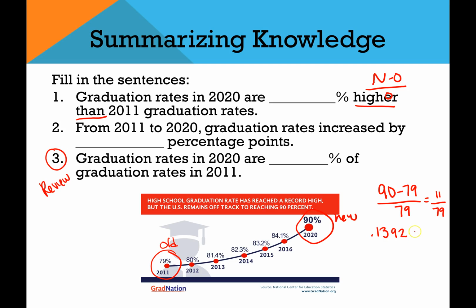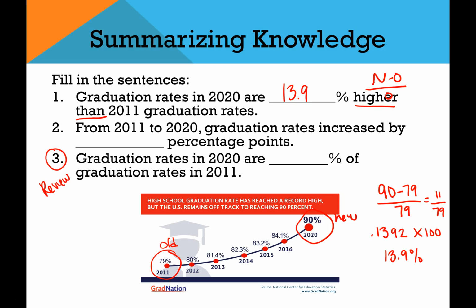Now I'm going to multiply that by 100, or if you want, you can just move that decimal over 2 places. So that's going to give me 13.92%, or I'll just say 13.9%. So graduation rates in 2020 are 13.9% higher than 2011 graduation rates.